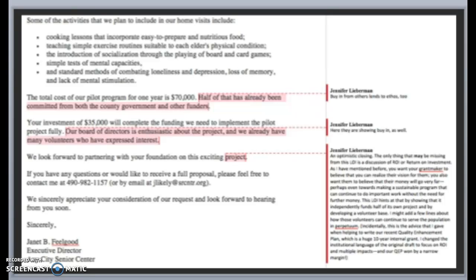And I'll say, just as a side note, this is exactly the kind of advice that I gave when I was helping to write UNF's recent quality enhancement plan, which is a huge 10-year internal grant. I helped the writing program write their grant, and that was the grant that won. And what I did was really change a lot of their institutional language into language about impacts and language about return on investments. And we ended up winning just by 2 votes. So I think those sorts of changes really make a big difference.